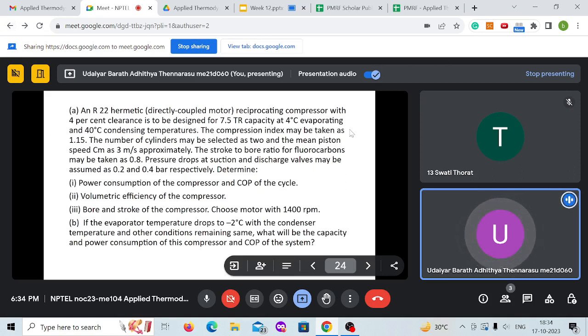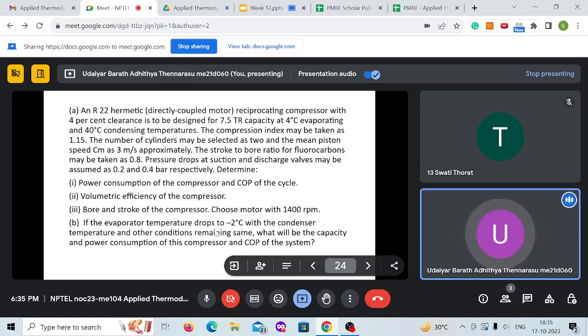The compression index may be taken as 1.15. The number of cylinders may be selected as 2, and the mean piston speed is approximately 3 meters per second. The stroke to bore ratio for fluorocarbons may be taken as 0.8. The pressure drop at suction and discharge valves may be assumed as 0.4, 0.2 and 0.4 bar respectively. Determine the power consumption of the compressor and COP of the cycle, volumetric efficiency of the compressor, and bore and stroke of the compressor. Motor speed is given as 1400 rpm.